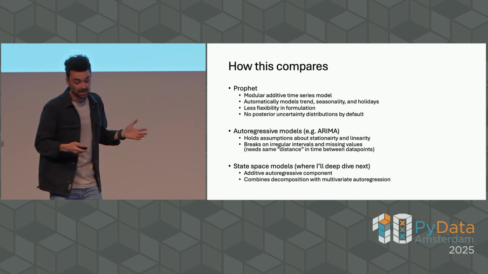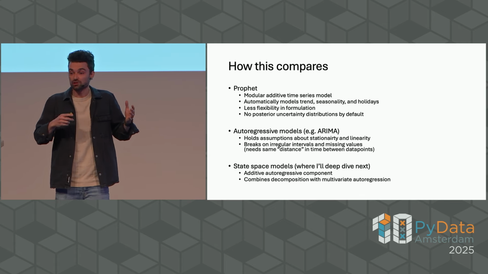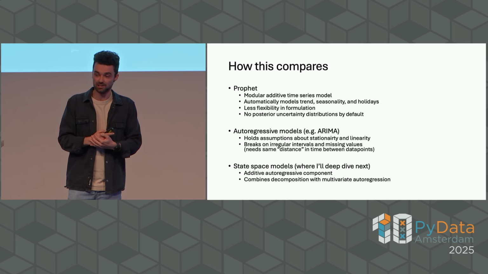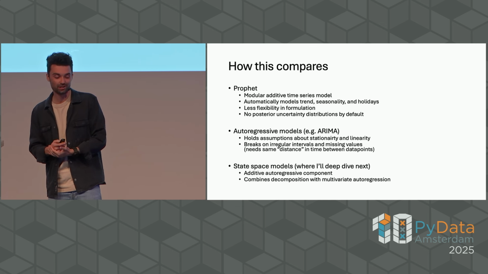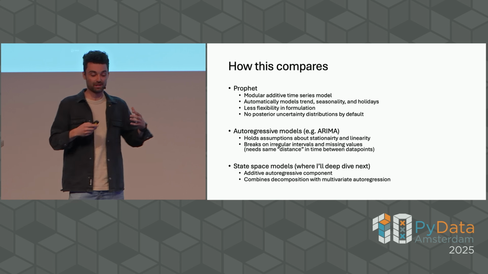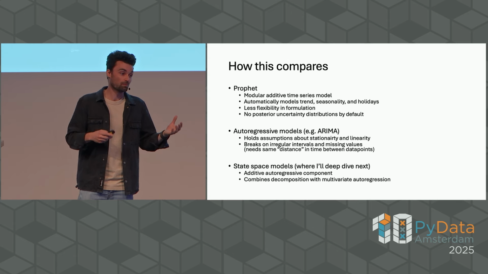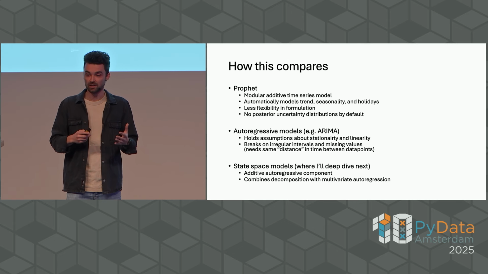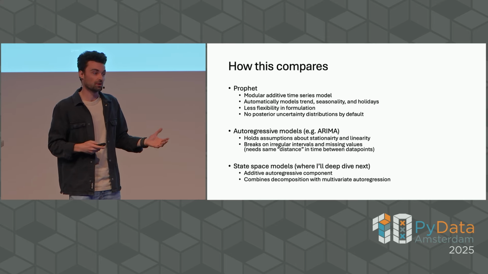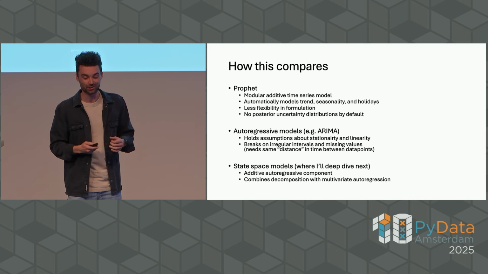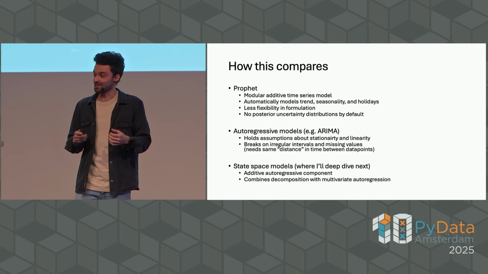And then maybe at the end, this looks the most like state space models. It's something I want to learn more about in the future. But there you can have an additive autoregressive component, and you can combine that with multivariate components and decomposition components. So it's basically a mix of all these things together. For sure, something I will look into.